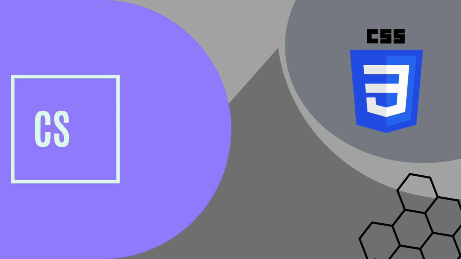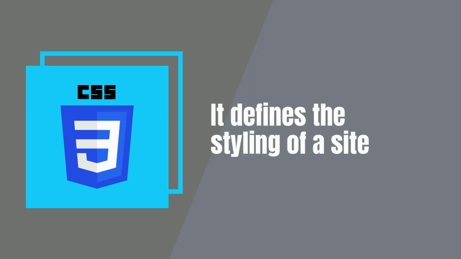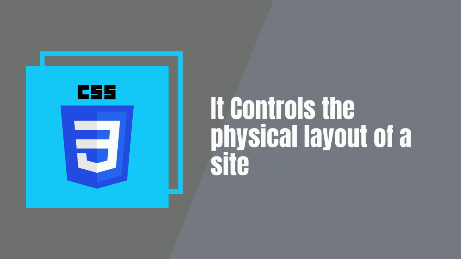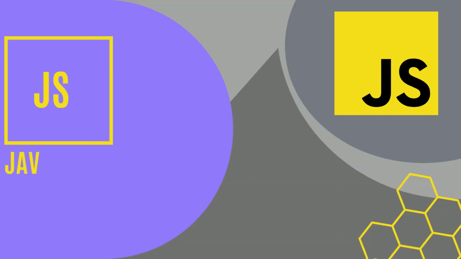The next language is the CSS, that is the cascading style sheets. Cascading style sheets defines the styling of a site. CSS controls the physical layout of a site. It is used to define the styling of a site. The third language is the JavaScript.